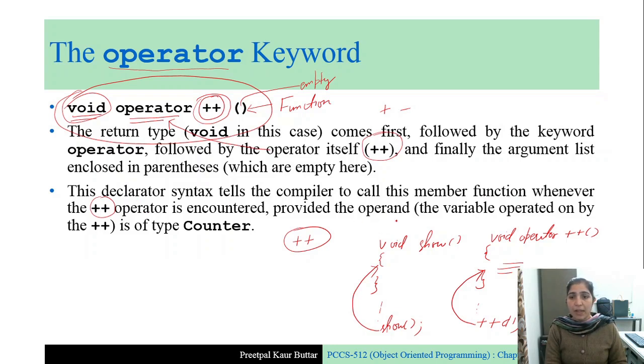Okay. So the declarator syntax tells the compiler to call this member function whenever the plus plus operator is encountered, provided the operand. We cannot say that whenever this plus plus is encountered, then this will be called. We also need an operand, right? So here D1 is the operand. D1 is the operand. Okay. So the variable operand is the variable operated on by the operator. Okay. So whenever this is encountered, then this makes a function call to this operator overloading code. Okay. So in order to understand it more deeply, we will take the help of an example.